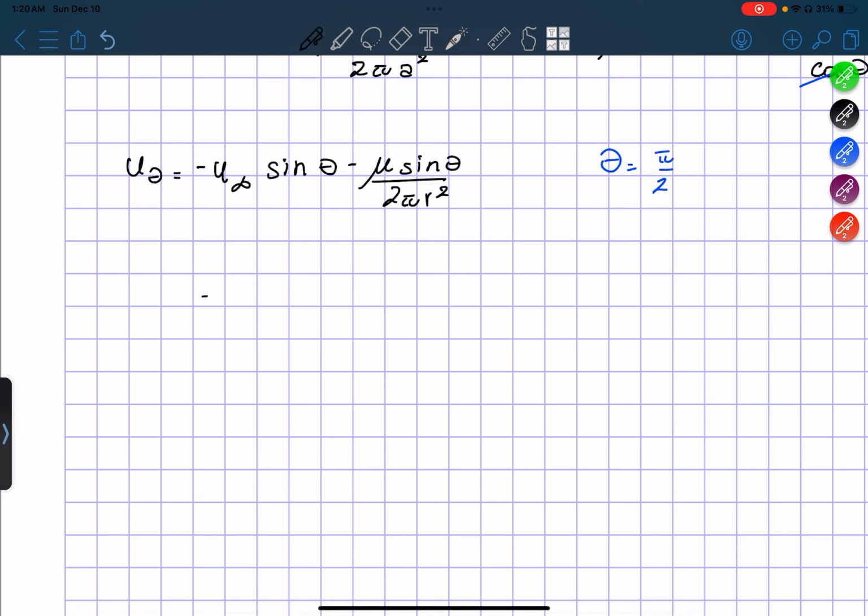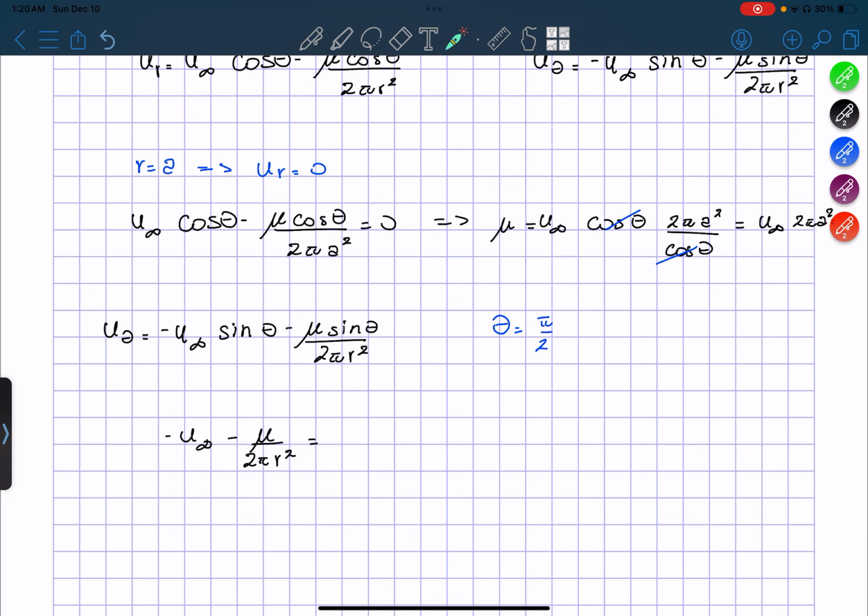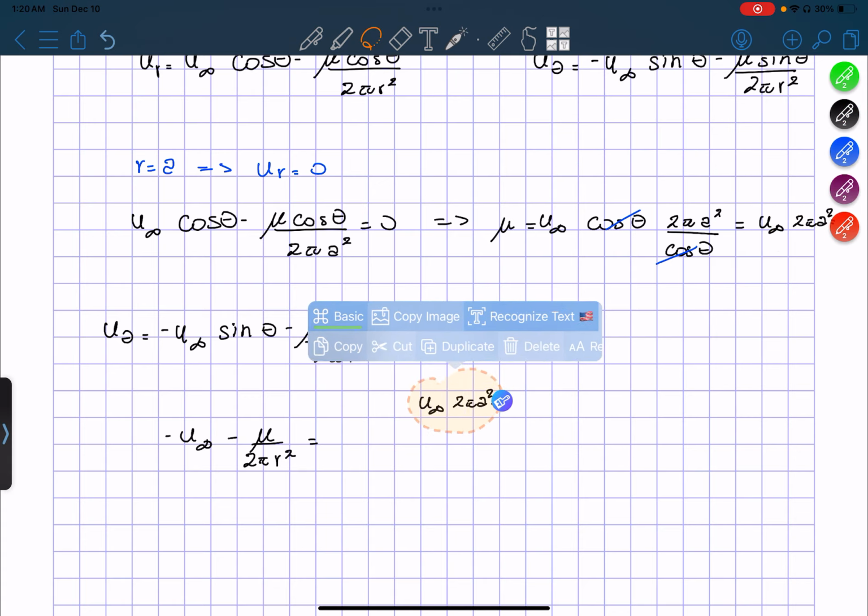We get a negative u infinity sine of pi over 2, which is simply 1, minus mu. We just said sine of pi over 2 is 1, so 1 divided by 2 pi r squared. But we also said what is mu at this point. We found mu thanks to our radial velocity, and we said it's equal to this. So let's take it, oops, not erase it, let's take it and duplicate it over here.